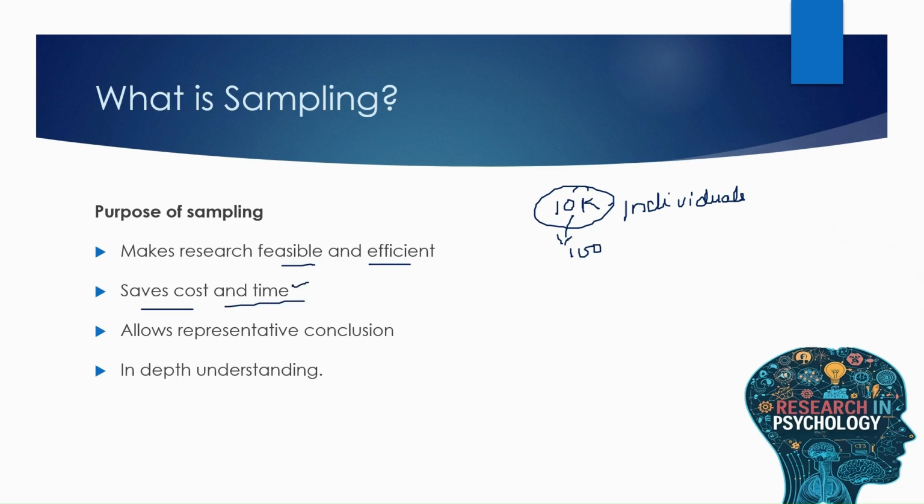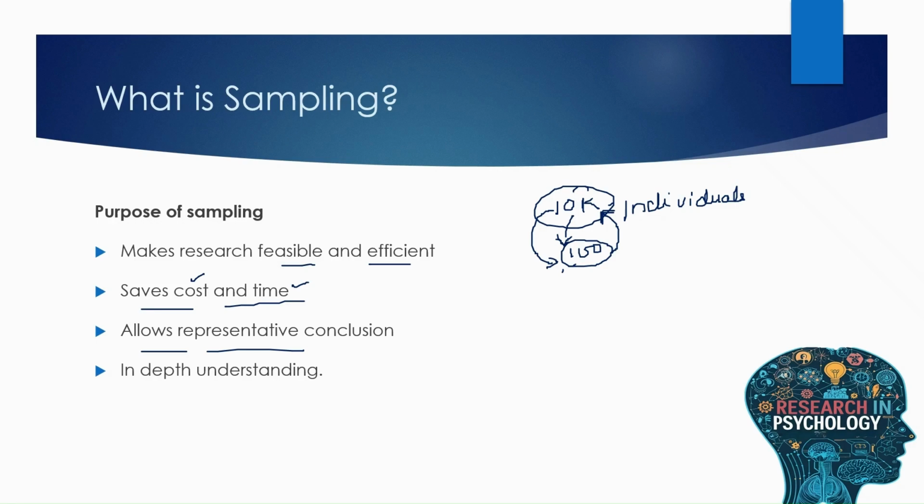Time definitely, and the cost of all the resources that you would be using. It allows representative conclusion. This means whatever result you get for these 100 would be generalized to the total population also. Why? Because this sample is representing this population. They are a true representation of the population, which exhibits all the characteristics that are there in the population also.